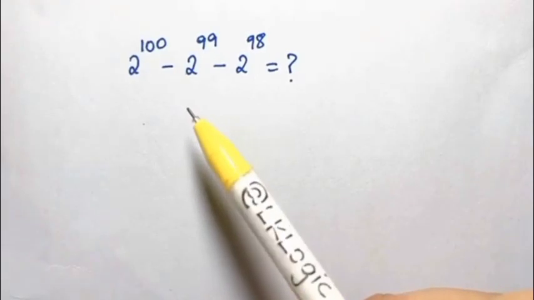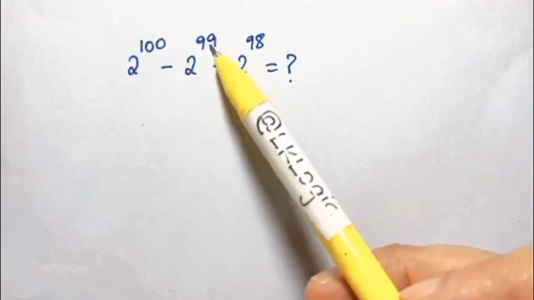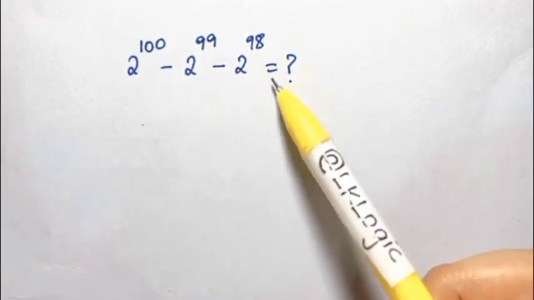With a super easy math Olympiad question for you all. That is 2 raised to 100 minus 2 raised to 99 minus 2 raised to 98 equals what?